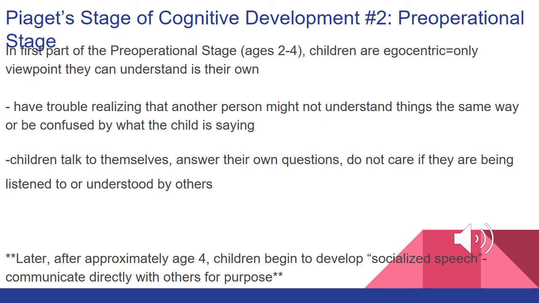They also are not that preoccupied with whether or not they are being listened to or understood by others. They're focused primarily on themselves. They're egocentric. However, after approximately the age of 4, children start to develop socialized speech. They start to communicate with others for a particular purpose, and they want to be heard. They insist on being heard. They complain if they're not being listened to.